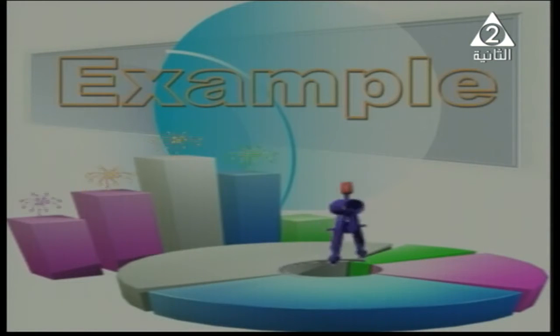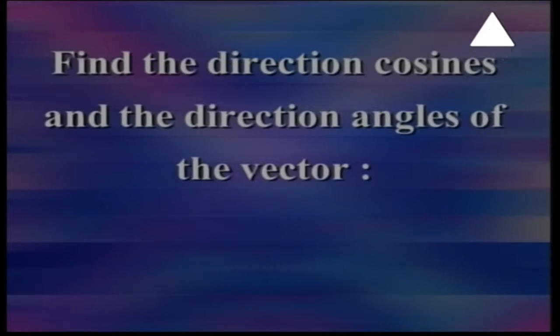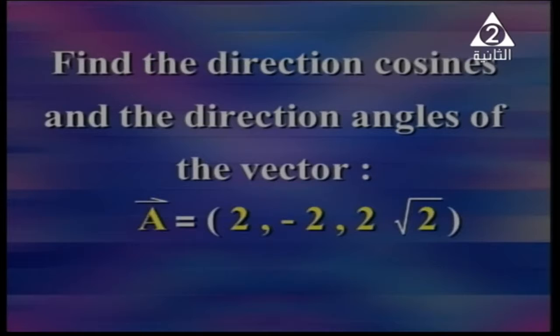Now we move to an example. Find the direction cosines and direction angles of the vector A = (2, -2, 2 root 2). Remember, dear student, what is required? Direction cosines and direction angles. What are the direction cosines? Cosine theta x in i, cosine theta y in j, cosine theta z in k. What are the direction angles? Theta x, theta y, theta z. If we find cosine theta x, using the calculator we calculate theta x: shift cosine answer to find the value of theta x, and theta y and theta z by the same method.